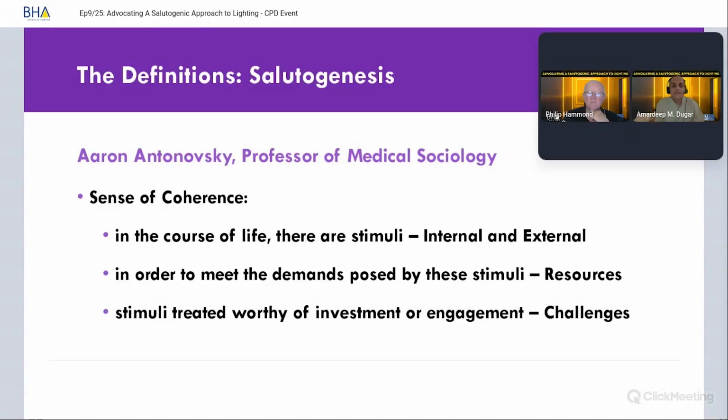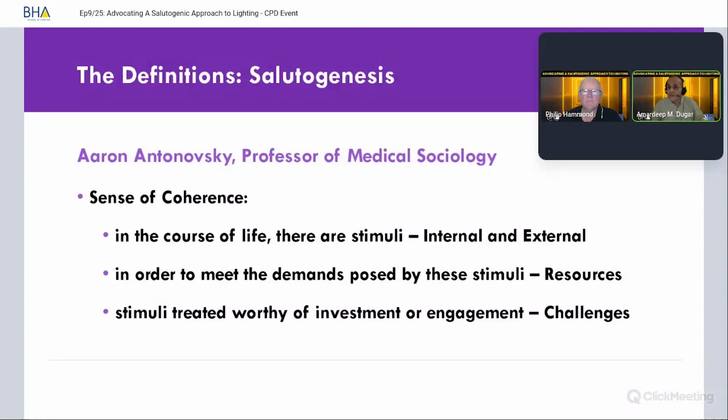And what he goes ahead and says is that these individuals have something called a sense of coherence. So, sense of coherence, the definition is, in the course of life, we face a lot of stimuli. It could be an internal stimulus, which could be happening within. You might not be feeling good from inside emotionally, or there could be something external that happens. I mean, your car broke down, or your business went into a loss. But in order to meet all the demands posed by these stimuli, these individuals have this sense of coherence because they have a set of resources.